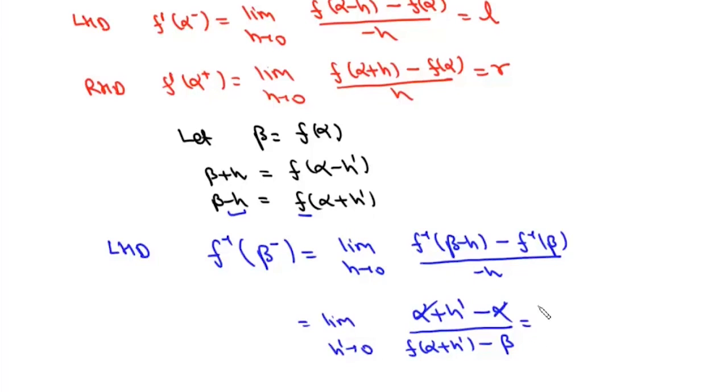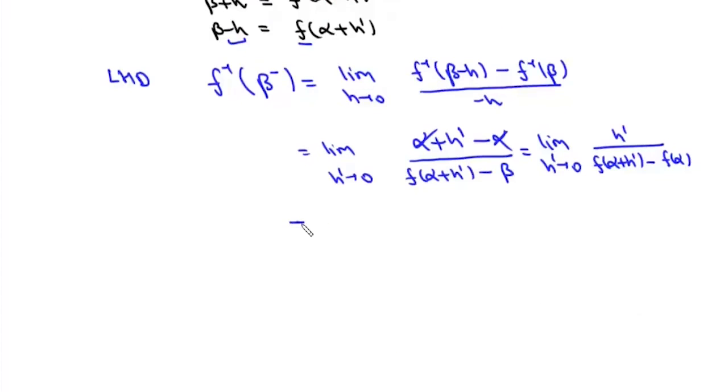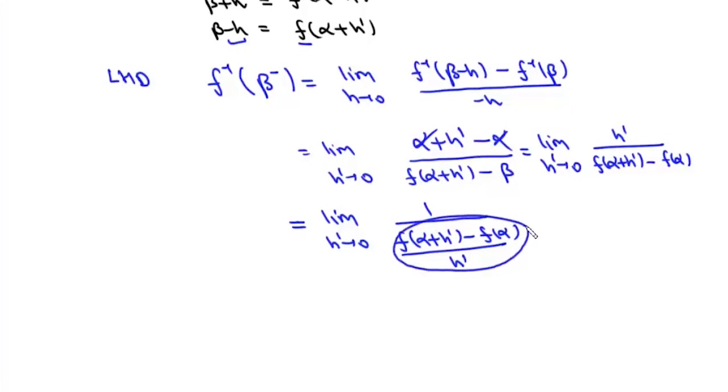Now this is limit h dash tends to 0, h dash upon f(alpha plus h dash) minus beta, and beta is f(alpha). Now we can also write this as limit h dash tends to 0, 1 upon f(alpha plus h dash) minus f(alpha) upon h dash. And basically this is nothing but the right-hand derivative of this function f in the neighborhood of alpha. So this is the right derivative at alpha, and the right derivative at alpha is R. So the left-hand derivative of the inverse function at f(alpha) is 1 by R.